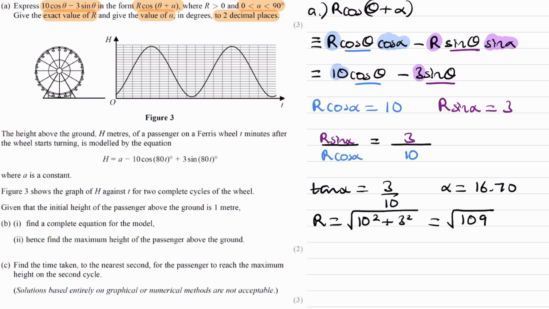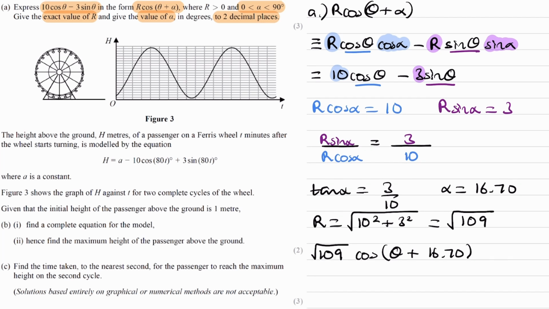So now we know what alpha is, now we know what r is. So our answer will then be r, which is root 109, cos(theta plus alpha), which was 16.70. Okay, on to part B.